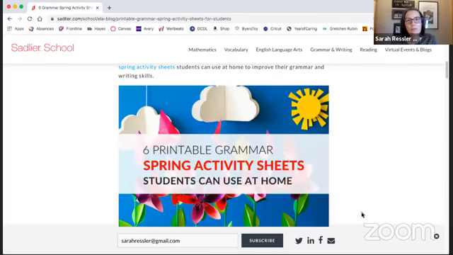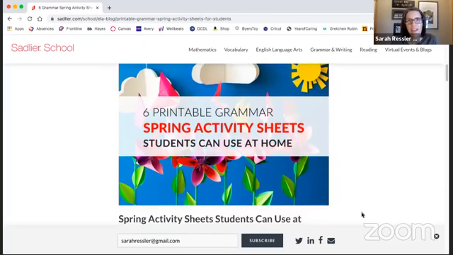So with these 6 printable grammar spring activities, and again, we had an earlier episode where Camberley and I talked about how if your students don't have printers, you can certainly have them use a PDF version of this that you're getting, and then they can edit it on that PDF and send it back to you.